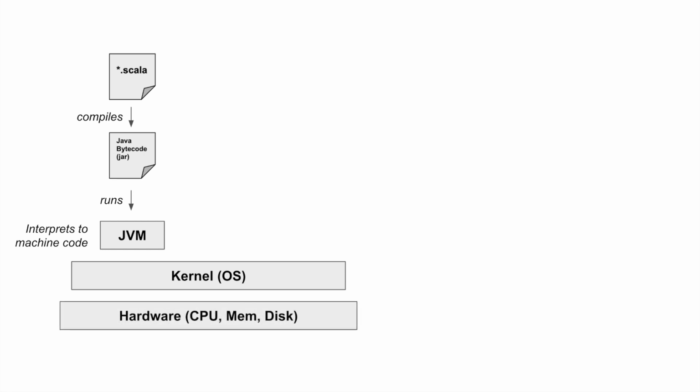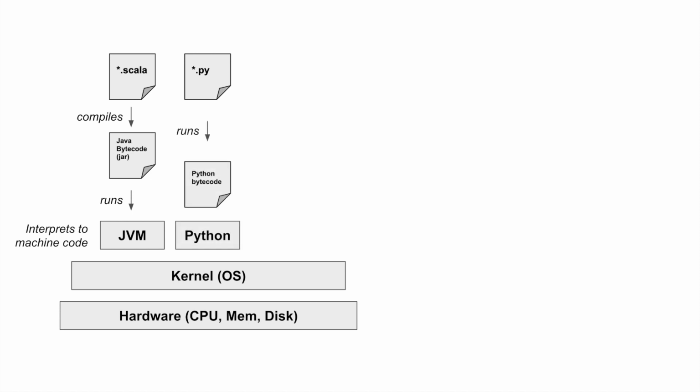When I think of Scala like this, it reminds me a lot of other languages that I've used before. A language like Python. So in Python, I put code in a file, but Python files, I don't compile. Instead, I just run them. But when I run a Python file, underneath the hood, it gets compiled into Python bytecode, and then this bytecode is interpreted into machine code by the Python execution engine. The machine code is sent to the kernel, and the kernel runs it on the hardware.